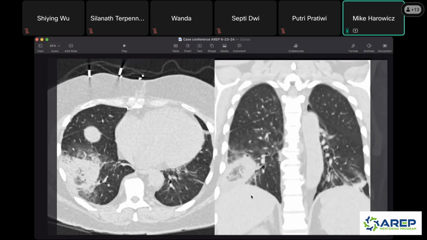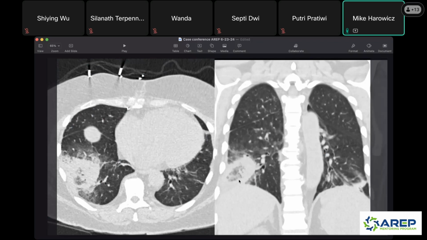Anybody want to shout out any findings? So I think everyone's eyes are going to be drawn here to the right lower lobe. Now, I would say this looks pretty similar to some of the other opacities I've shown you guys, right? It's sort of peripherally dense, centrally more lucent, right? In this case, it's filled with some ground glass, ovoid, wedge-shaped.